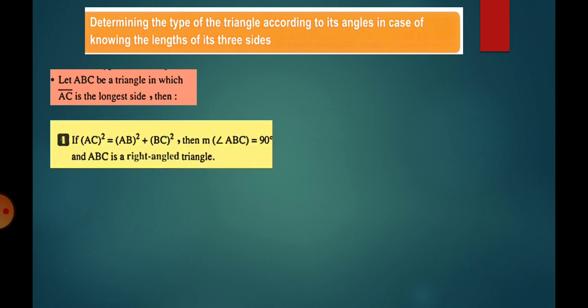If AC power 2 equals AB power 2 plus BC power 2, it's the Pythagoras theorem. Then the measure of the angle opposite to AC, which is B, equals 90 degrees. We find that the triangle which has one angle equal to a right angle is called a right angled triangle. If the square of the length of the greatest side equals the sum of the squares of the two other sides, then this triangle is a right angled triangle.